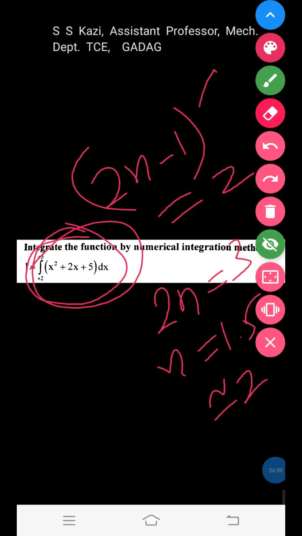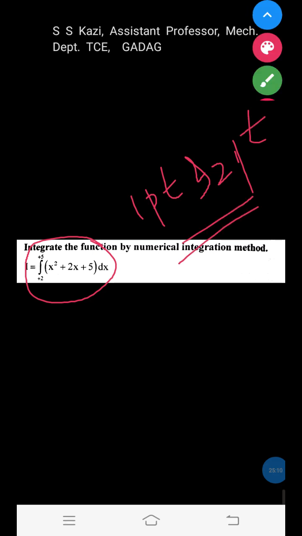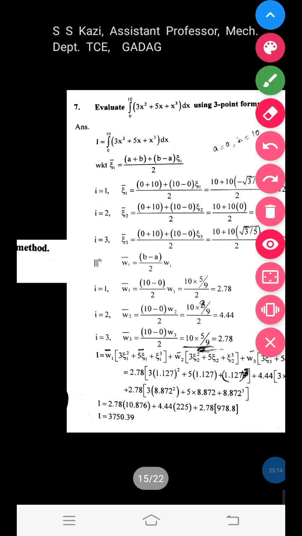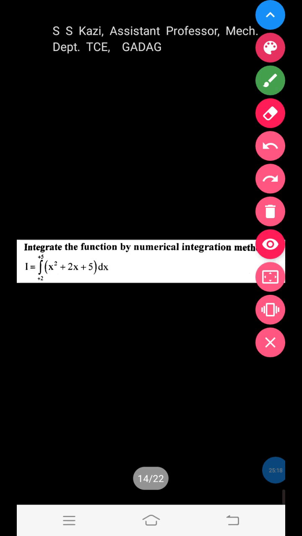Okay, I hope you have understood. And my dear students, you evaluate this given integral using 1 point and 2 point method also, so that you can compare the results. Okay, I hope you have understood, my dear students.